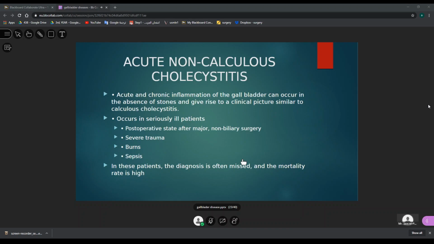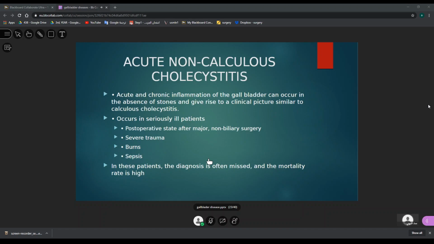So acute non-calculus or acalculous cholecystitis is acute inflammation of the gallbladder wall that can occur in the absence of stones and gives rise to a clinical picture similar to calculus cholecystitis. It occurs in seriously ill patients, like the post-operative state after major non-biliary surgery, severe trauma, burn, sepsis. In these patients, diagnosis is often missed and the mortality rate is high.